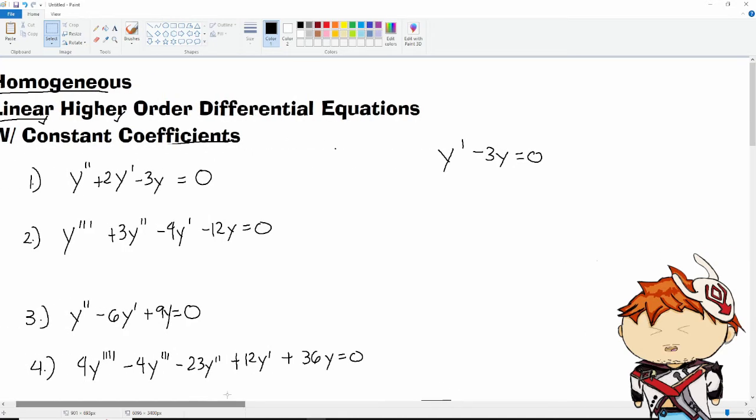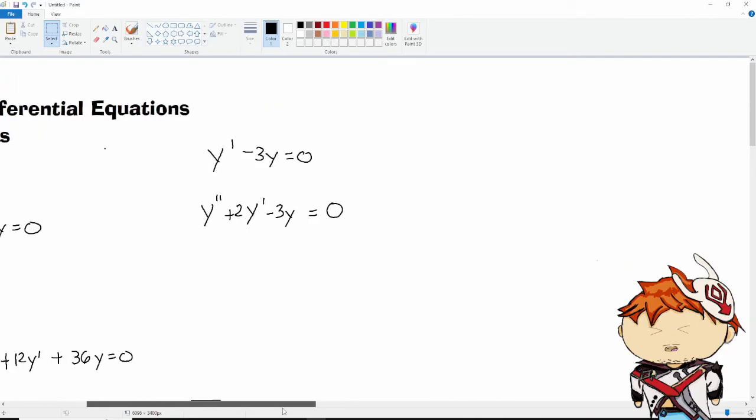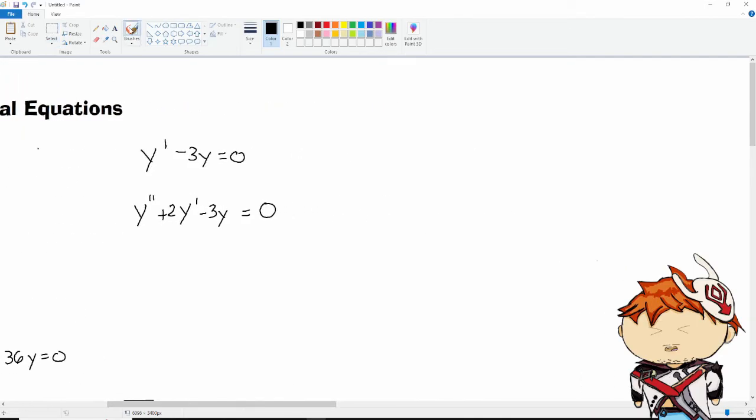So we got two examples of homogeneous linear differential equations with constant coefficient. The first one is first order. The second one is second order. The goal is to solve for second order, but we're gonna solve for first order first, because we already learned about first order, and we can determine its general solution.